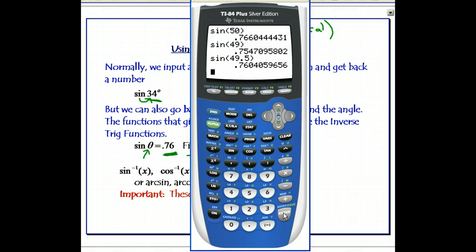Ooh, 0.7604. Oh man, we were so close. How about sine of 49 point, instead of 0.5, how about 0.45? And I hope you're enjoying this. Oh, we're off by 2 10,000ths. Sine of 49.46.